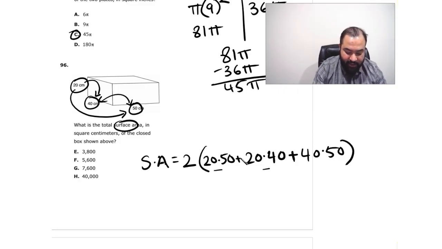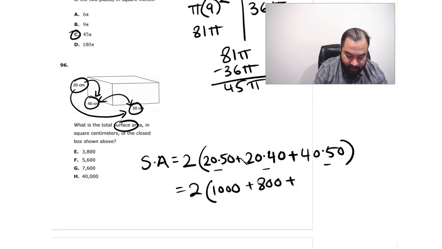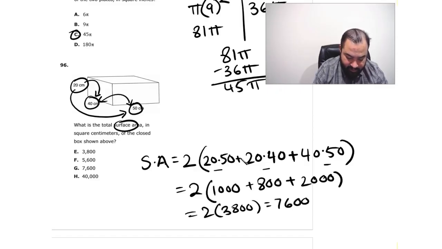I multiply 2 times. So I get 2 times, that's 1000 plus 800 plus that's 2000. 3800 times it by 2, you get 7600. That's your answer. Alright, that's the surface area.